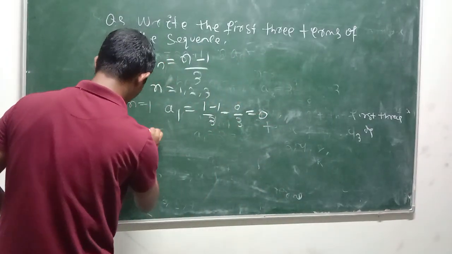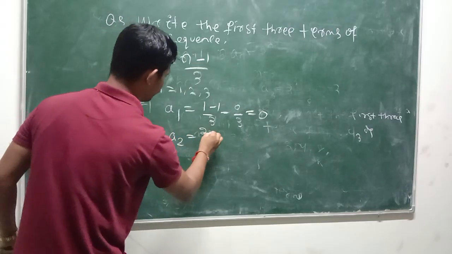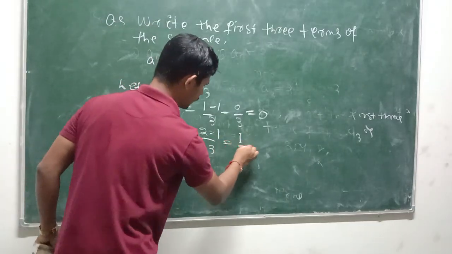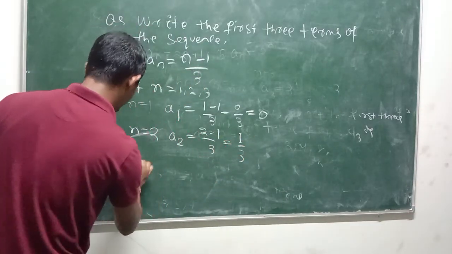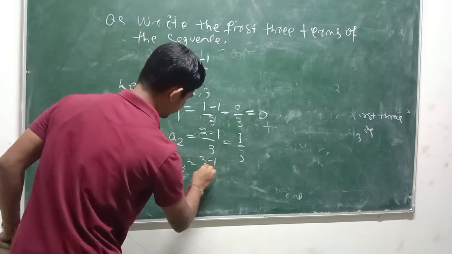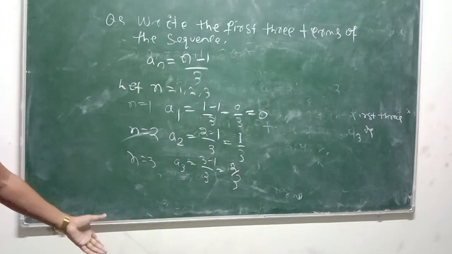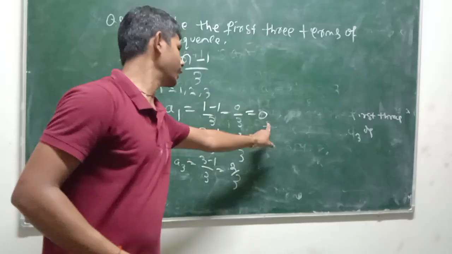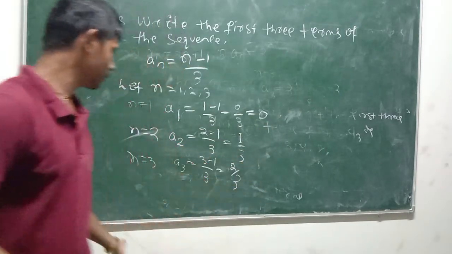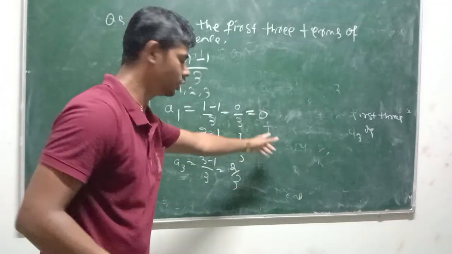Then n is 2. a₂ is equal to (2 − 1)/3. So 2 minus 1 is 1, so 1/3. Then n is 3, so a₃ is (3 − 1)/3, which is 2/3. So we get the first 3 terms: a₁ is 0, a₂ is 1/3, a₃ is 2/3. So we get the first 3 terms of the sequence: 0, 1/3, 2/3.